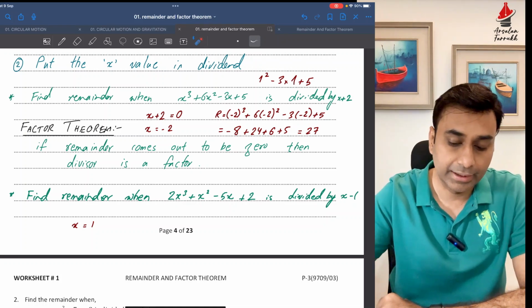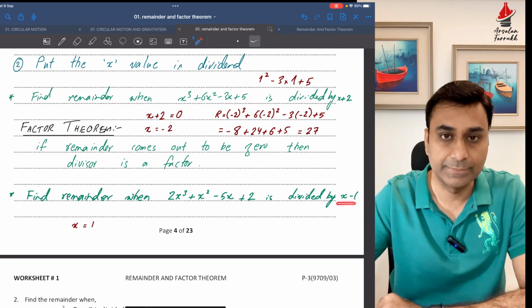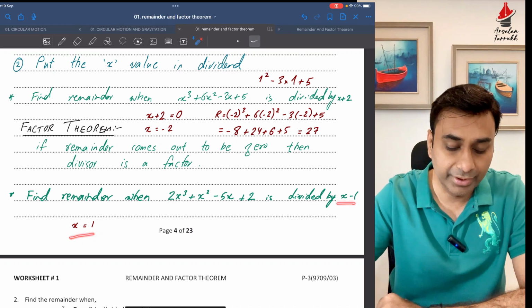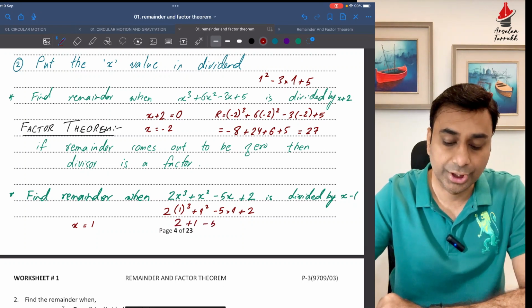Like in this case, I take x minus 1 equals 0 and I get the value of x as 1. And once I get the value of x as 1, I'm going to plug it into the dividend. So this is going to be 2 times 1 cube plus 1 square minus 5 times 1 plus 2. So this becomes 2 plus 1 minus 5 plus 2, and that simplifies to 0.